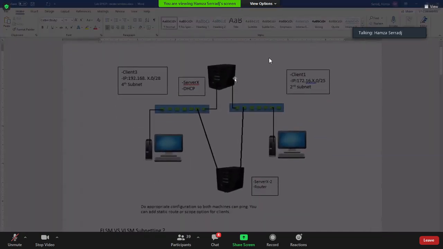You guys are going to need 2 servers and 2 clients, right? In the first subnet, you do a DHCP. So this is a DHCP server, and this is a router. This one should route the information, right? So it's not the same server working as a router and as DHCP.